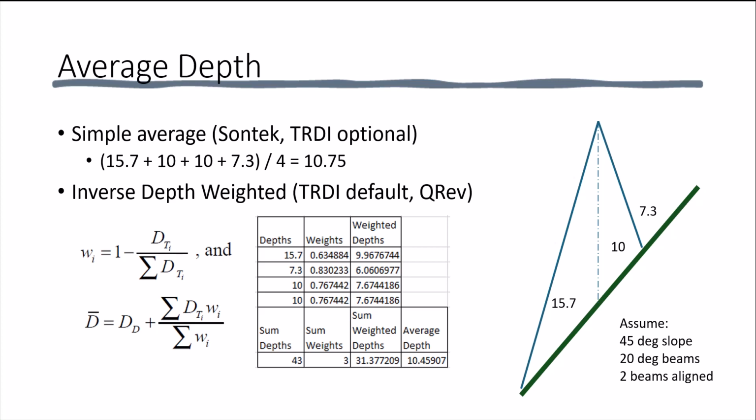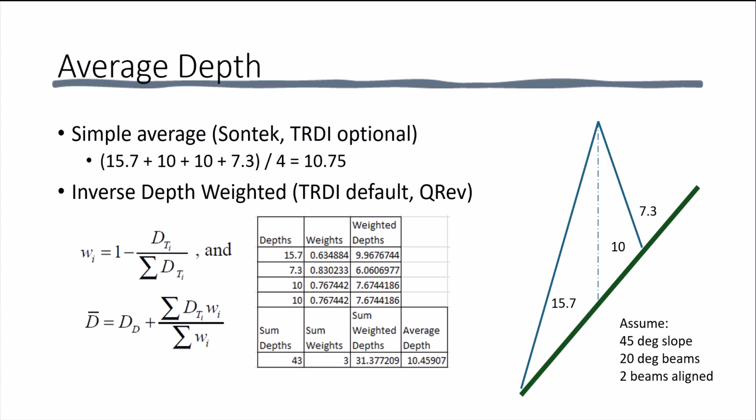Using the diagram at the right and assuming the 4 beams are at 90 degrees from each other, the 4 beam depths would be 15.7, 10, 7.3, and 10. The simple average results in a depth of 10.75. The depth is biased deep when the 4 beams are measuring the depth of a slanted surface.